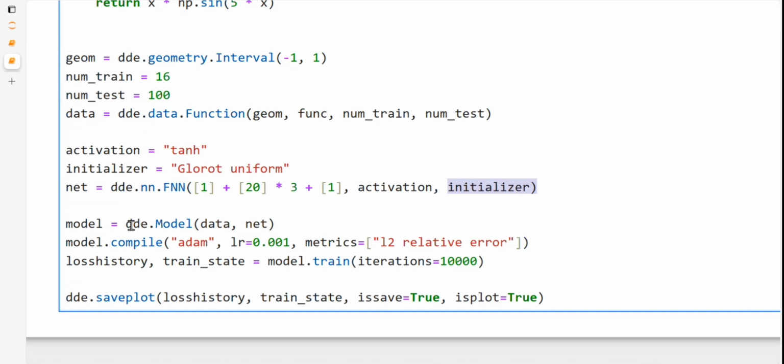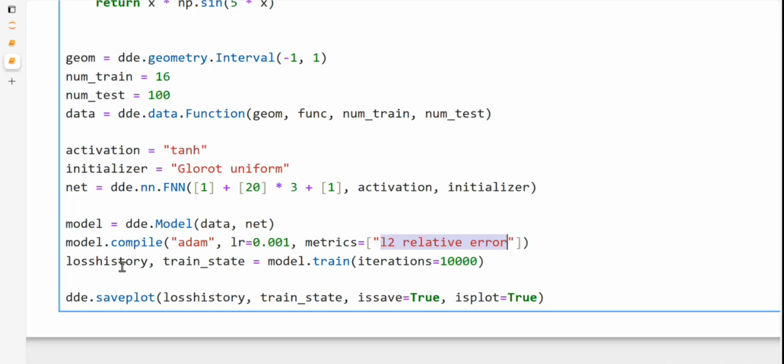Now we train the model. From dde, we call model. We give as input the data, which is all the data required, then the net, which has the information regarding the artificial neural network. In the next line, we have model.compile. We use the Adam method. Learning rate is 0.001. And metrics means that you want to calculate relative error with respect to L2 norm.